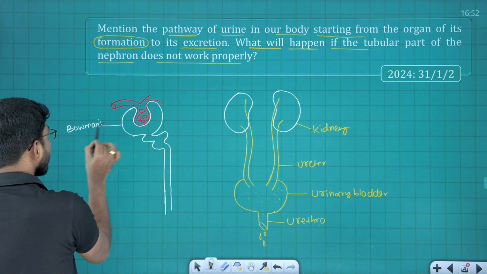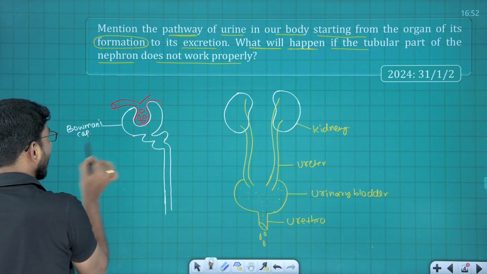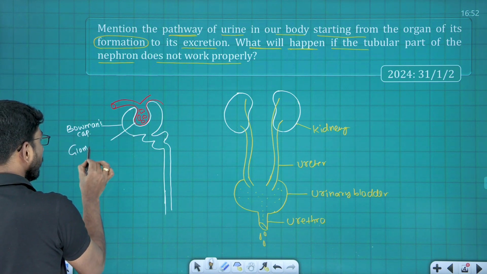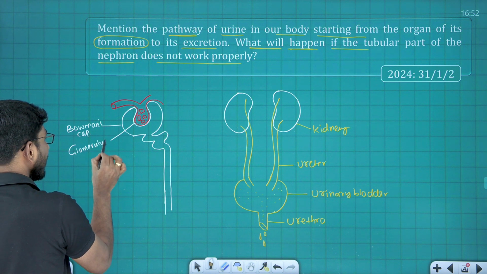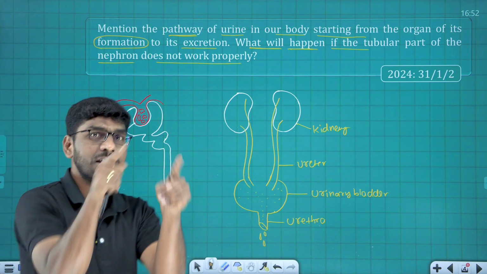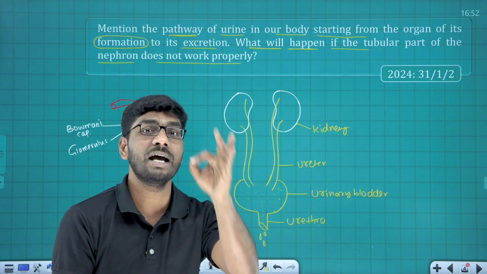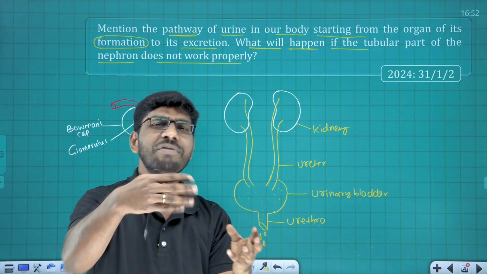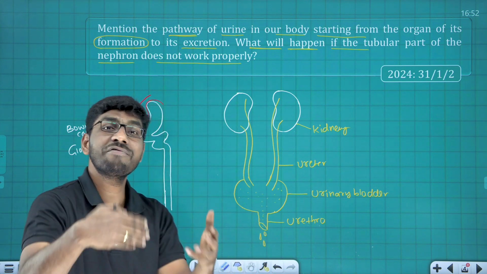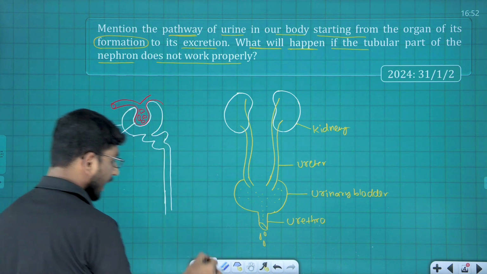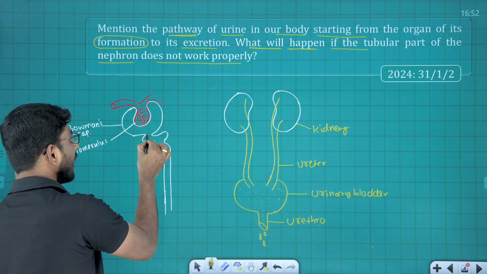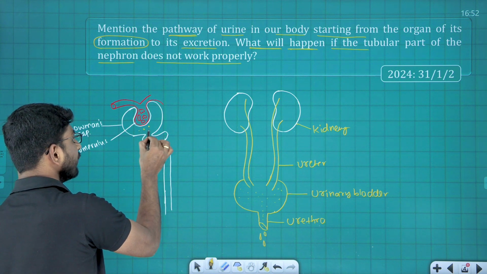Bowman's capsule. Remember all of capsule. What is this capillary called? Glomerulus. In the glomerulus only, blood undergoes filtration and forms what is called filtrate. In higher classes, you learn it as filtrate. This is exactly the place in the glomerulus where the blood undergoes filtration.